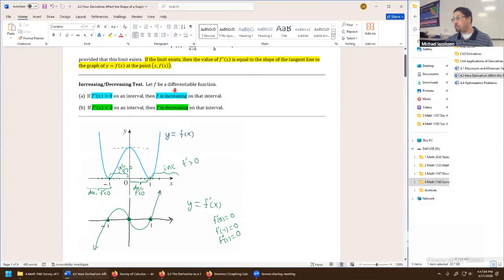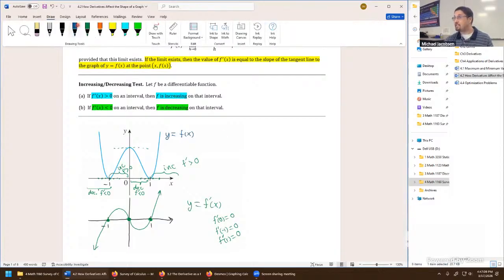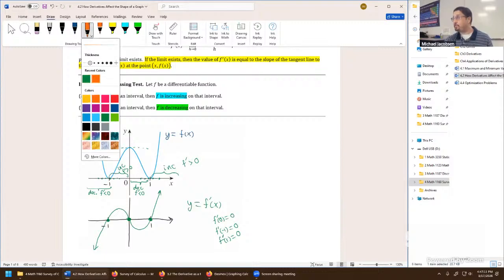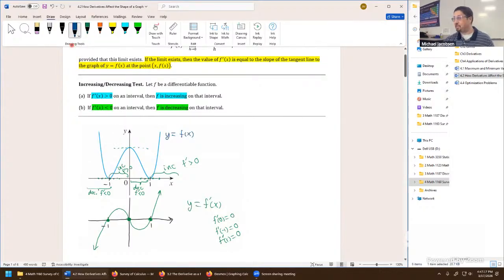So we can tie together where something is increasing and decreasing, but here's where it gets involved in the first derivative test. Here's the next piece of information. Let me go for blue.